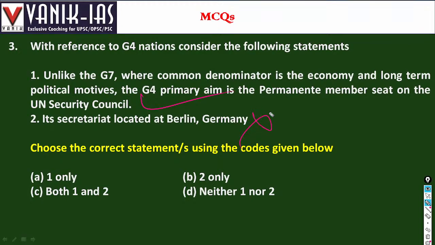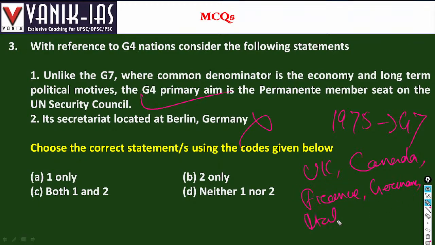Right. G7 is an intergovernmental organization. It was created in 1975. What are the members? The members are UK, Canada, France, Germany, Italy, Japan, and US. These are the 7 countries which are the G7 countries. Right. They do not have a permanent charter or secretariat. All the G7 countries and India are part of G20. India is a part of G20, not of G7. Okay.